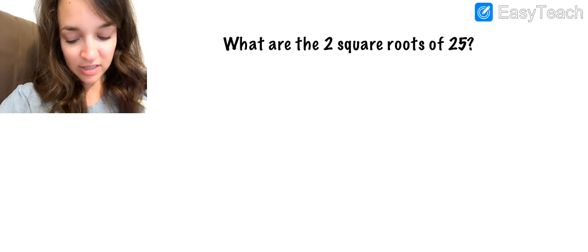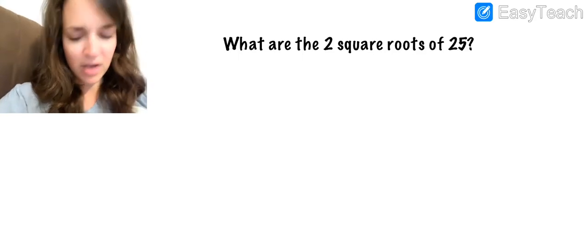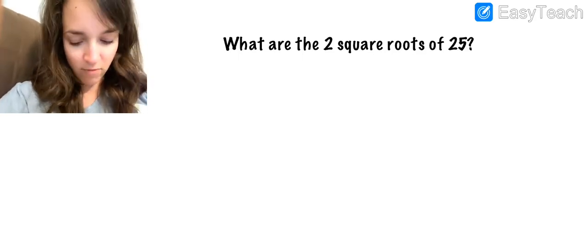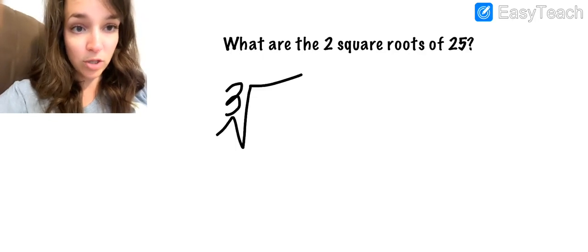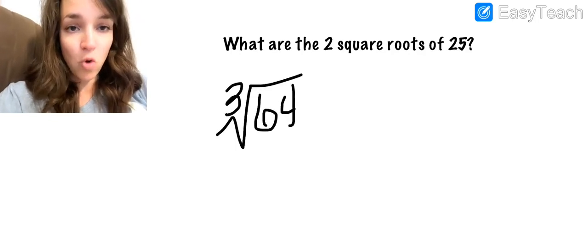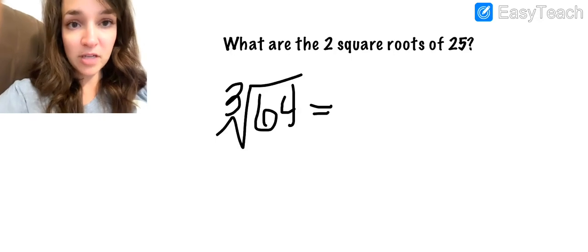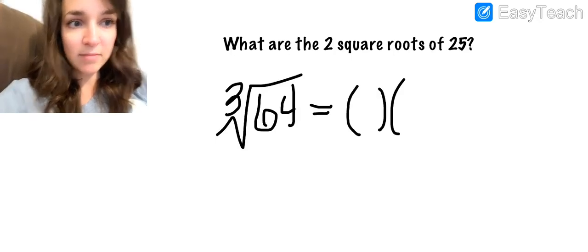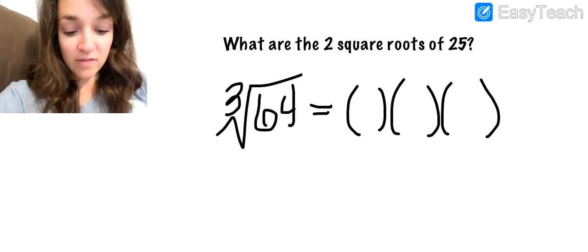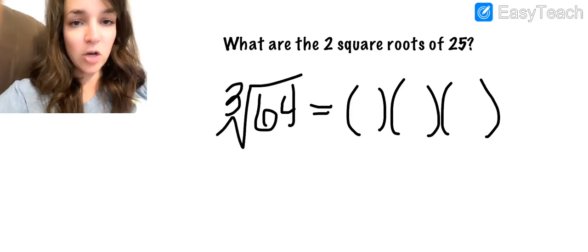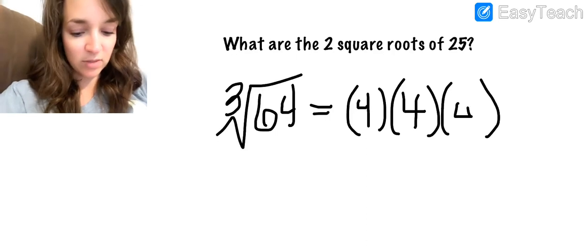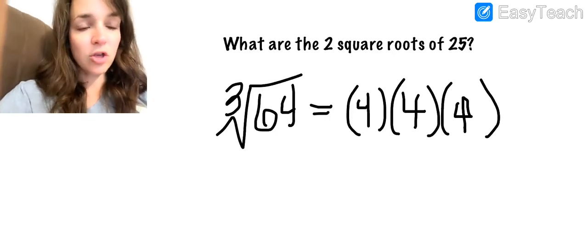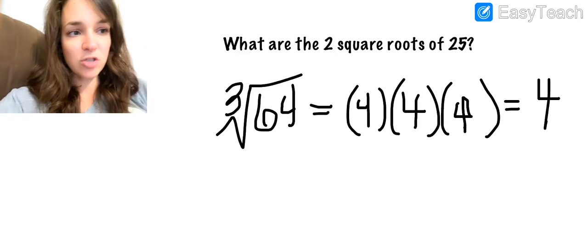Another little example would be if we did what is the cube root of 64. Well, remember, cube root is the opposite of cubing something. So it's asking what times itself times itself gives me 64. Okay, so short version, 4 times 4 times 4 gives me 64. So therefore, the cube root of 64 has to be just 4.